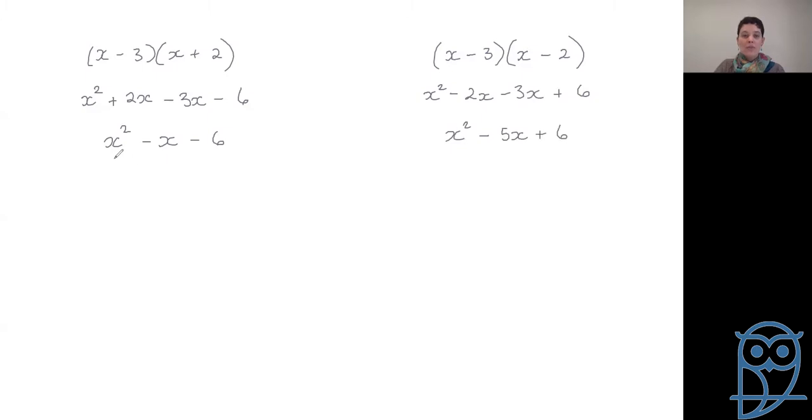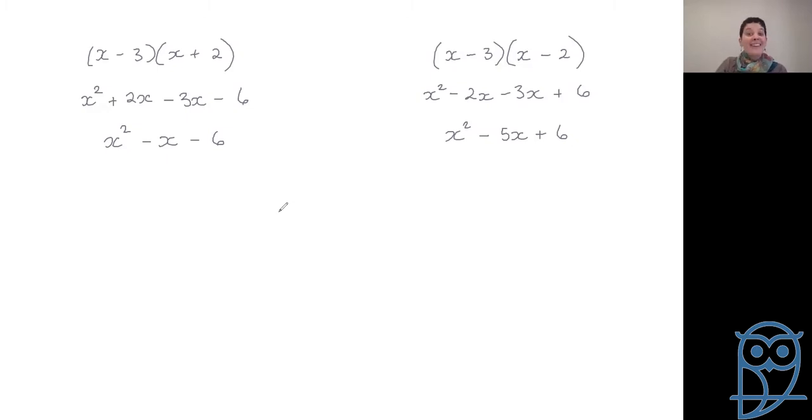So yes, we've got an x squared, same in both. We've got a 6, same in both. But that's it. We've got minus x here, and we've got minus 5x plus here. So it is so important that you keep track of your signs very carefully, because it is keeping track of those signs that's going to have a massive impact on your final answer.